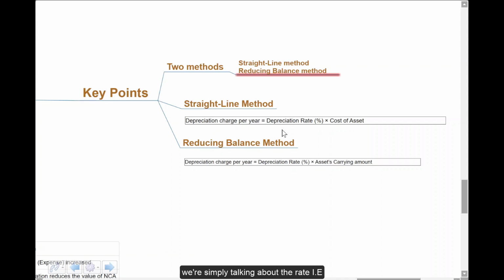Now, in terms of the straight line method, straight line is simple enough. We're simply talking about the rate, i.e. the depreciation rate, times the cost of the asset. Obviously, watch for residual value. With the reducing balance method, slightly different. As we've seen, the carrying amount is used times the rate, not the cost. And that, as mentioned up top, tends to give, because of the mathematical side, a slightly longer life. Okay? So that's the two main methods.